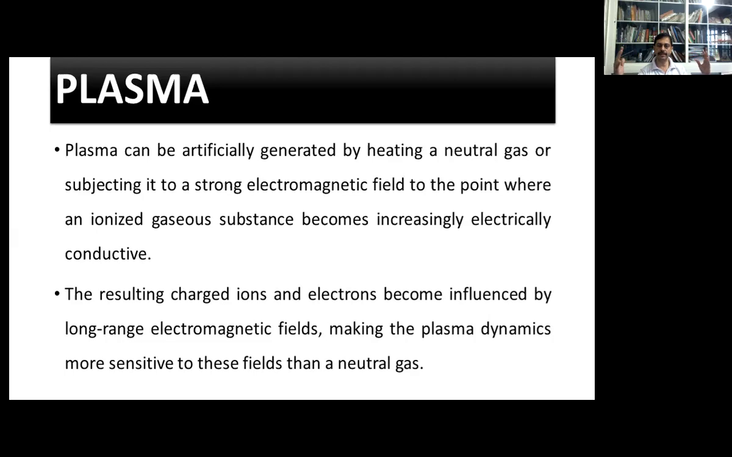Once the plasma is generated, maybe because of high temperature or due to the influence of long-range electromagnetic field, then the plasma dynamics become more sensitive.